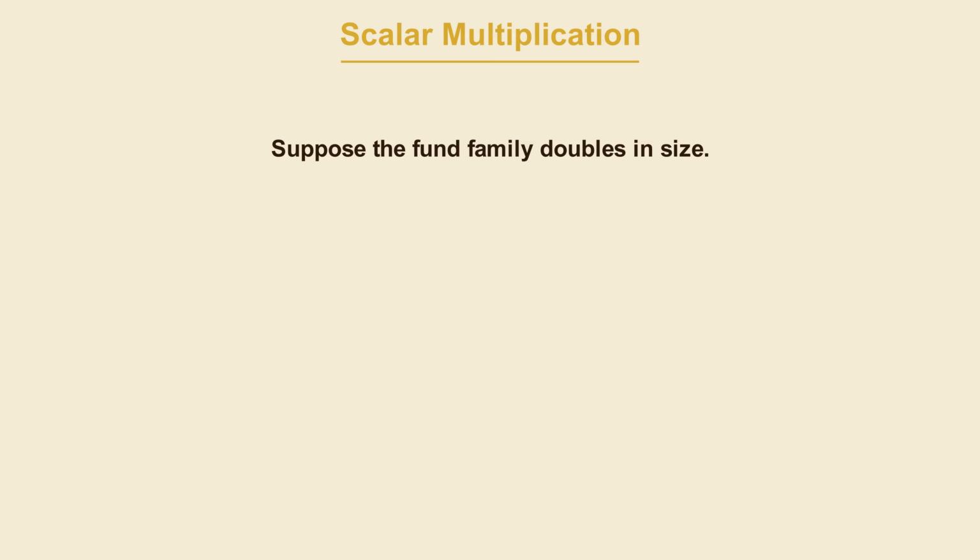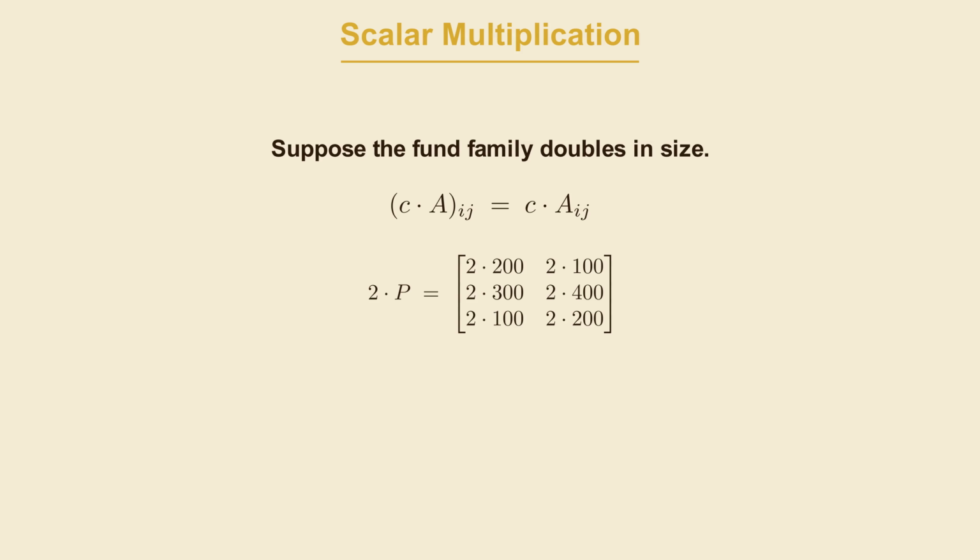Now let's suppose that the fund family is planning to double in size, and we want to model what the same proportional positions would look like at twice the scale. Here we could just multiply the entire matrix by the scalar 2. Scalar multiplication, like addition, works entry by entry. Every entry of the matrix gets multiplied by the scalar. So 2 times today's matrix P scales every position to twice its current size.